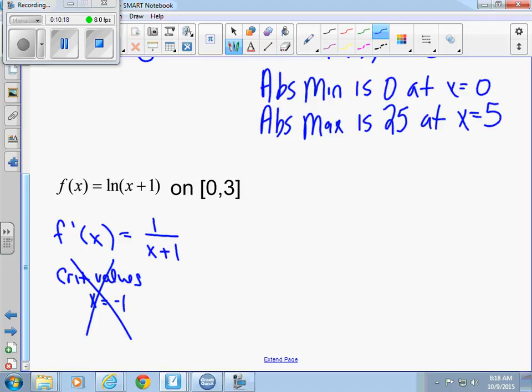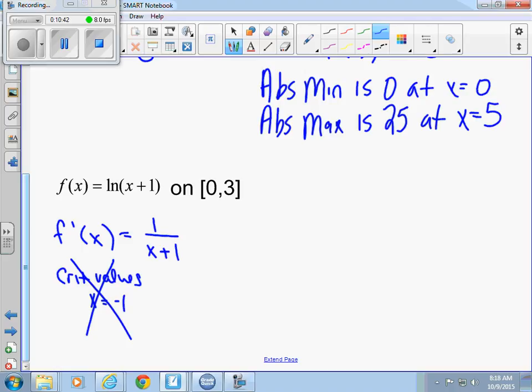0 and 3. That means that this function, if we were to do a sign chart from 0 to 3, is either always increasing or always decreasing. Which makes sense on a logarithm, right? Isn't the logarithm always increasing? So the left-hand most point is probably going to be the absolute min, the right-hand most point is probably going to be the absolute max because it's an increasing function. So this does make sense.